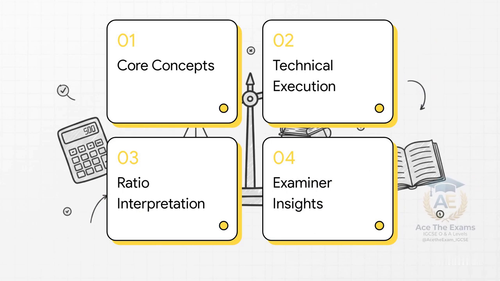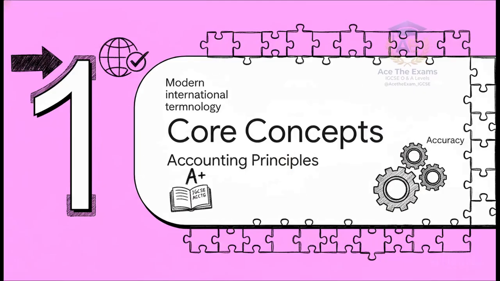Number 1, a rapid concept recap. Number 2, step-by-step technical execution. Number 3, ratio interpretation and valuation. And number 4, advanced examiner insights. All right, kicking things off with Section 1, the core accounting concepts.